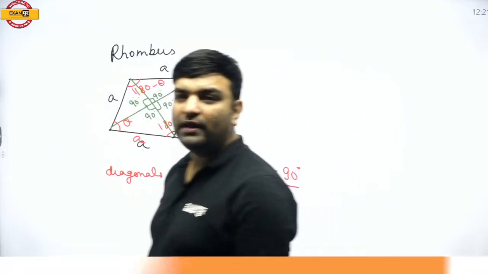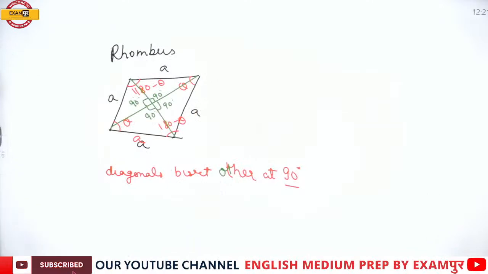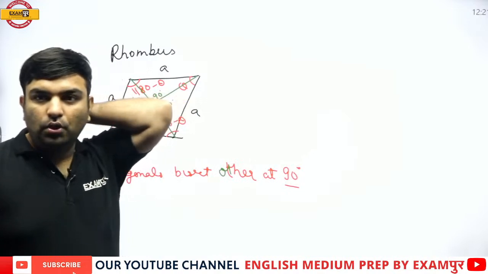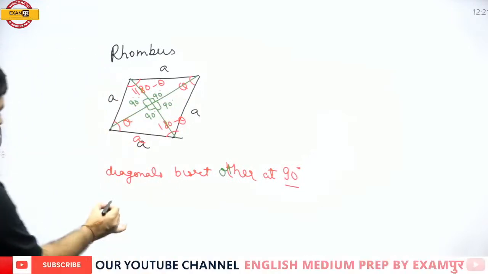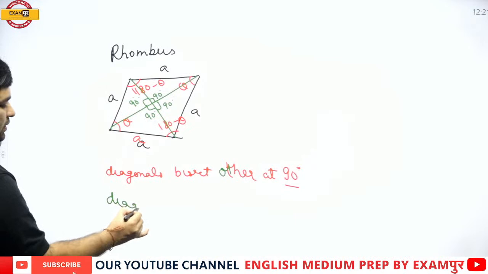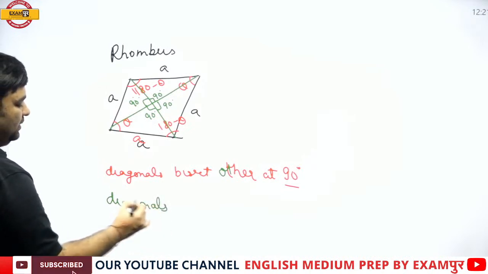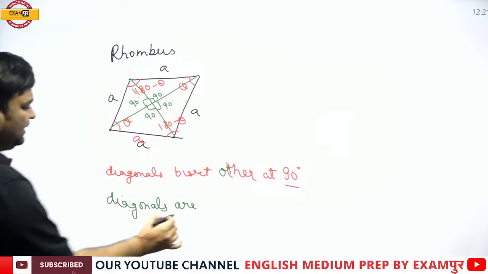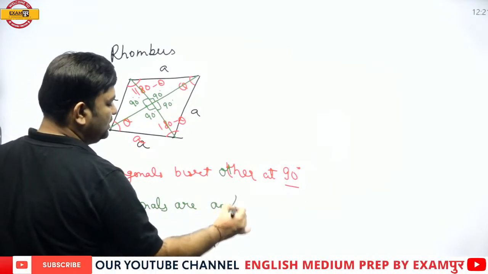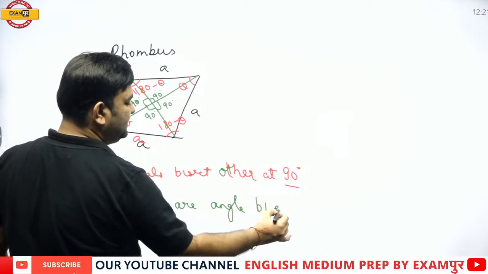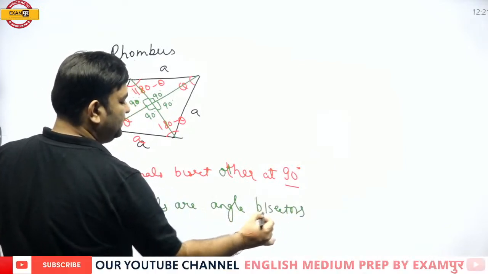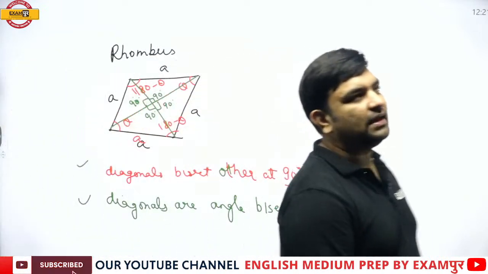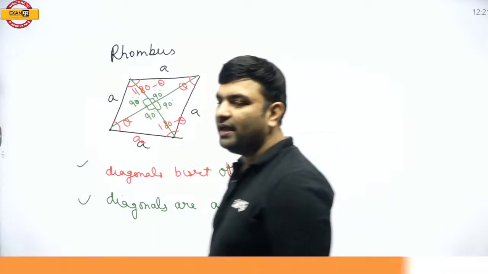No, diagonals are not angle bisectors. No, Harika. Just a minute. Yeah, diagonals are angle bisectors, since it's an equal side. That is what I told you in the previous class as well, that in a rhombus the diagonals are the angle bisectors as well.